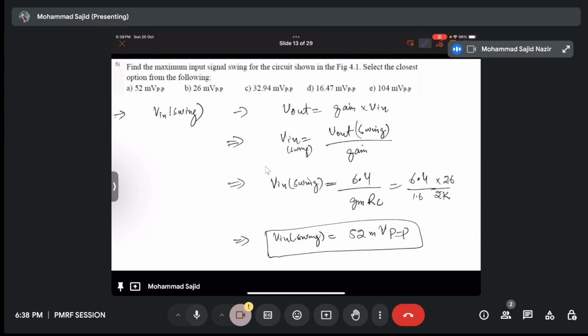Then you can find the Vin swing as well. We know Vout is gain times Vin, so the Vin swing will be the Vout swing divided by the gain. So the Vin swing will be 6.4 divided by gm RC. gm RC is the gain.